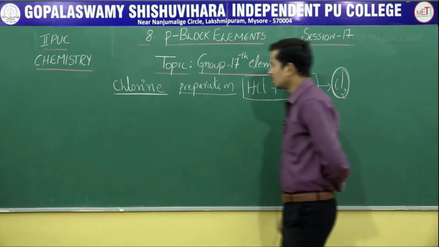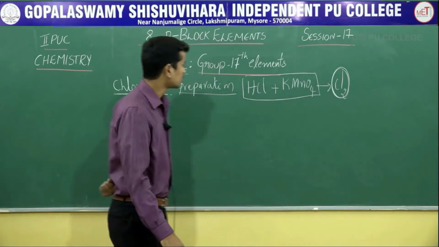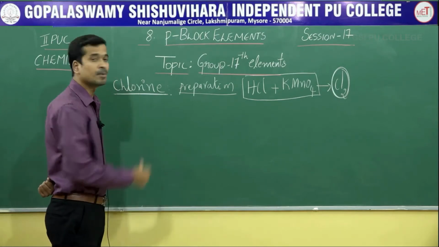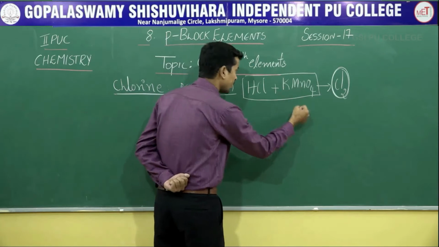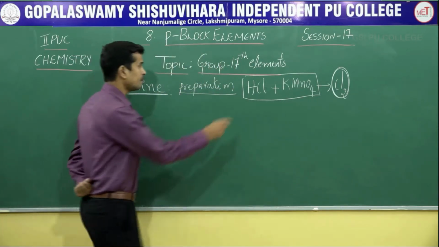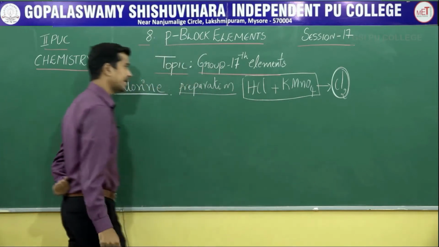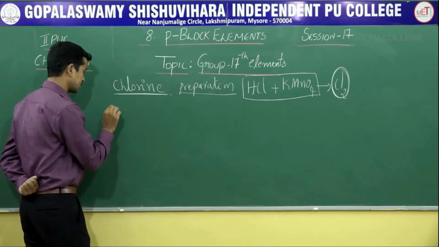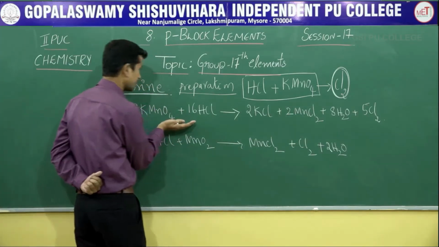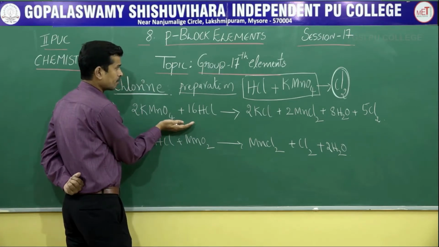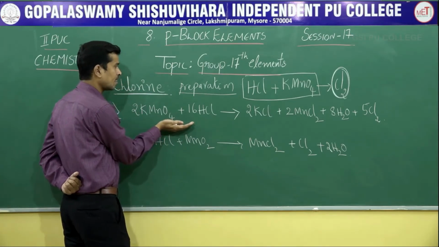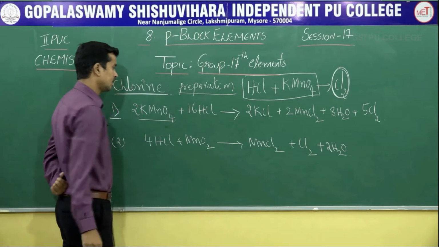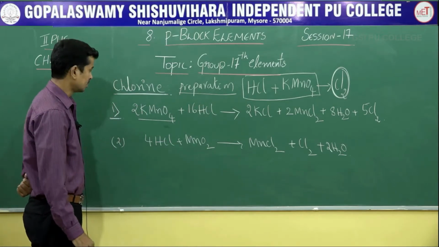That's very important in your board exam for 2 marks. How is chlorine prepared from KMnO4? Chlorine is prepared from KMnO4 when KMnO4 is treated with HCl to give chlorine gas. Let us consider the balanced chemical equation for preparation of chlorine in laboratory method by using KMnO4 and treating it with concentrated HCl. Okay.